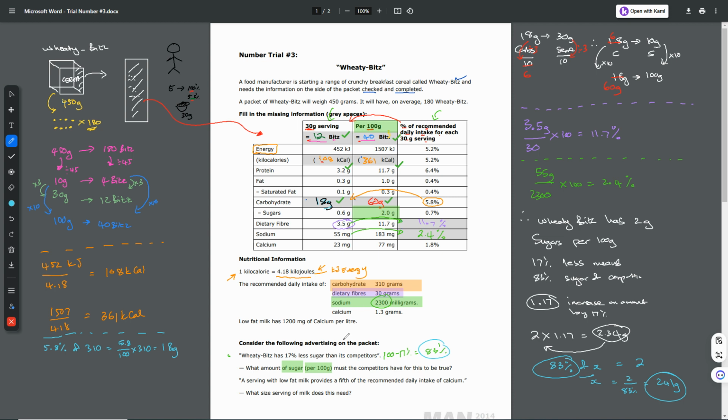Let's read the question and make sure. Wheatie Bix has 17% less sugar than its competitors. So that's 100 minus 17%, which is equal to 83%. All right. What amount of sugar per 100 gram must the competitors have for this to be true? So the question is 2.41 17% more or 2.34 17% more? And the answer is the 2.34 is wrong. And the correct answer should be 2.41.